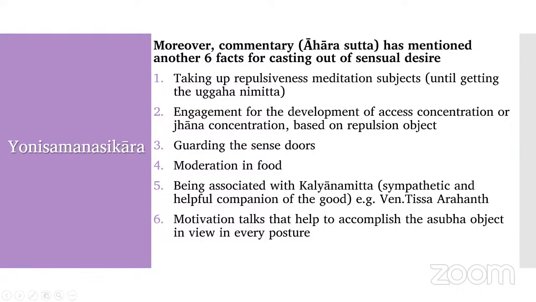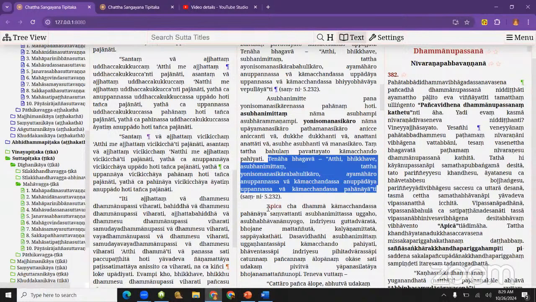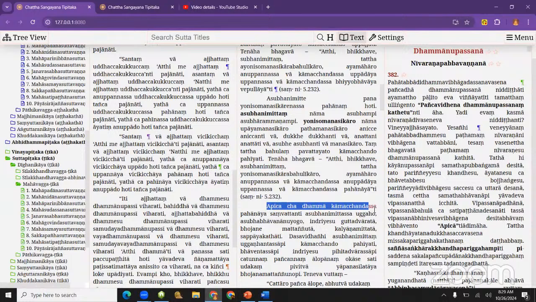And now again we want to move to our Atthakatha. Atthakatha says, apicha cha dhamma kāmachandasa pahanaya samvattati. It says again, further, there are 6 things leading to abandoning sensual pleasure. So what are they? Asubha nimittassa uggaho. Uggaho means taking up. So taking up the loathsomeness. Asubha nimitta means a repulsive object, or loathsome object, or unattractive object. So taking up the loathsome object as meditation.